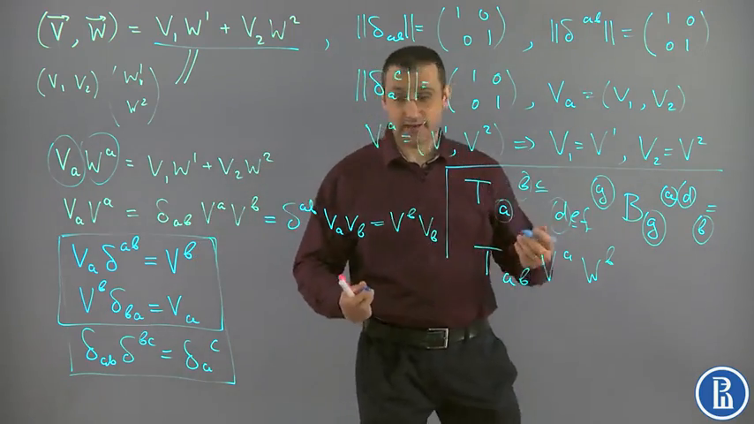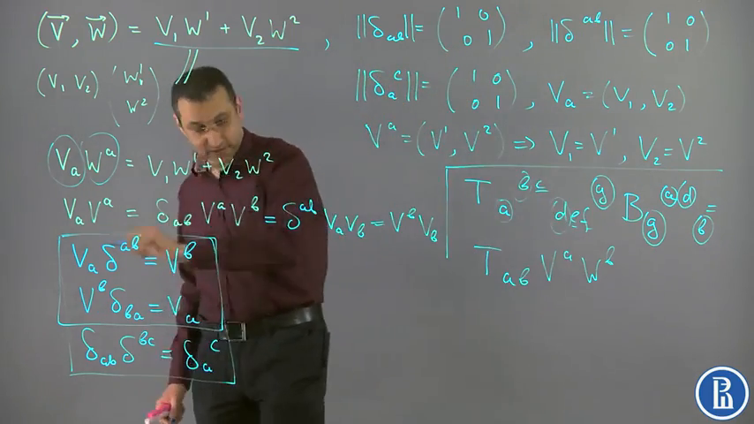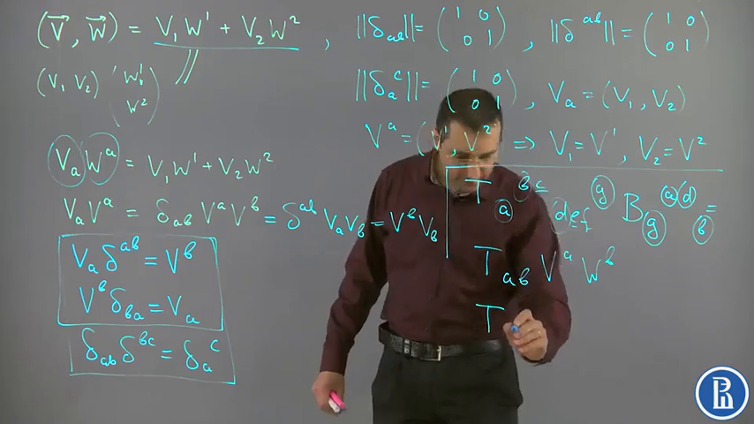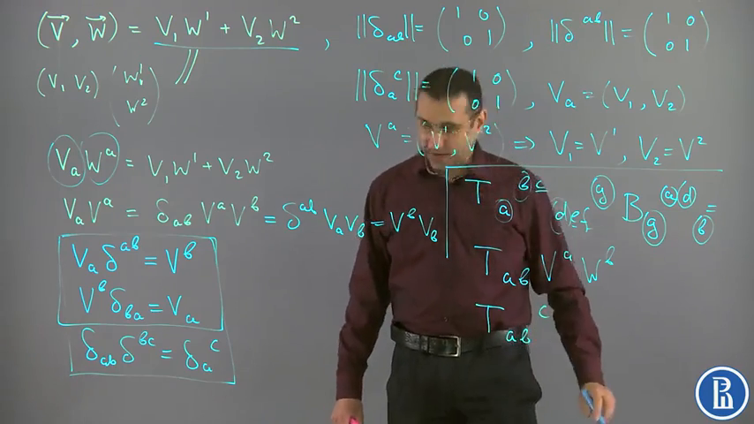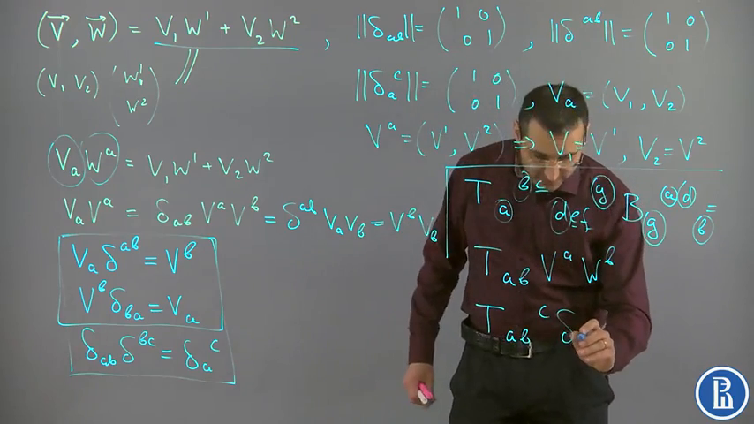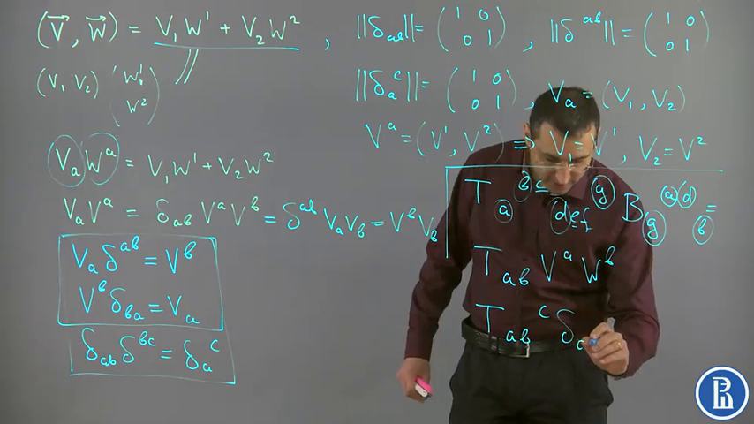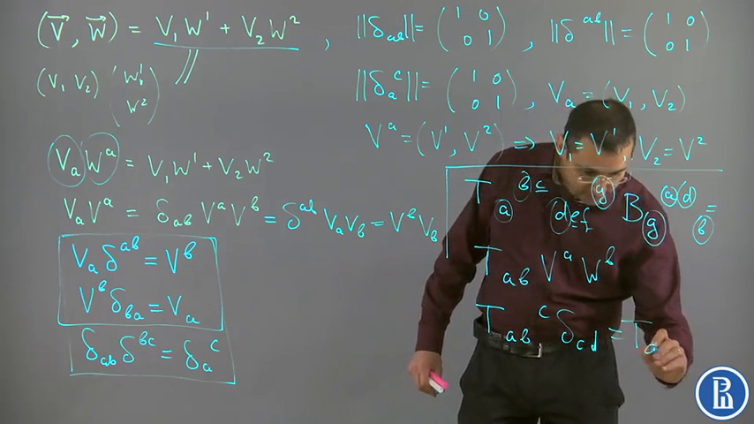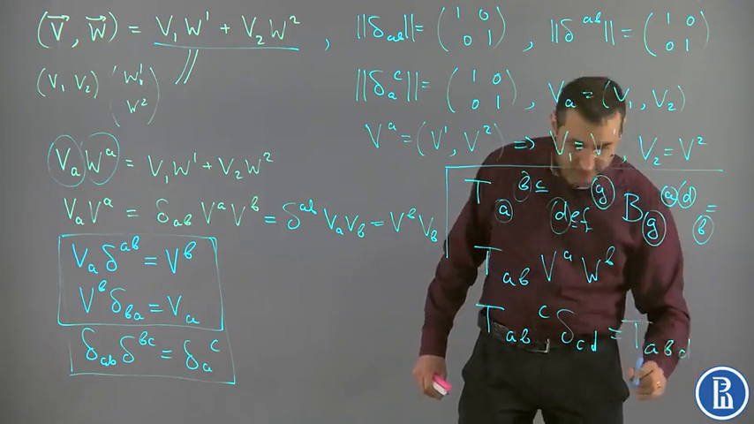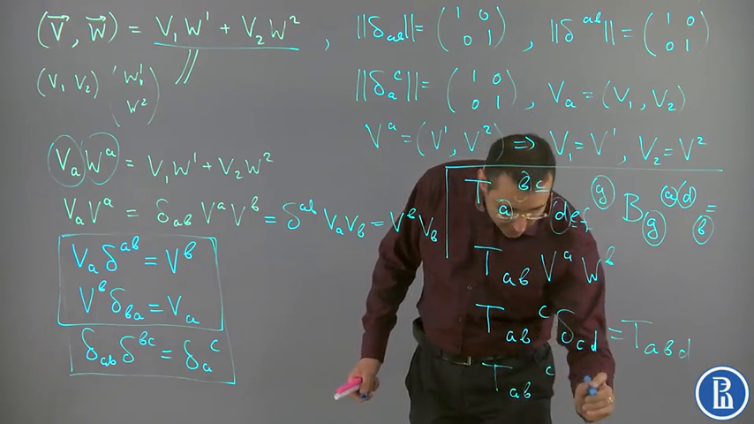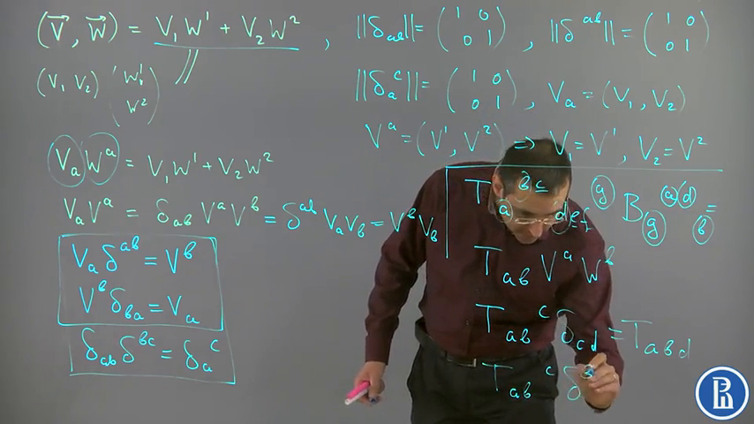Using these things, we can lower and raise indices. For example, if we have a tensor like this, we can multiply it by a metric tensor, and the result will be a tensor with 3 lower indices. And similarly, we can raise indices: for example, for T_ABC, we can multiply by delta^BD.